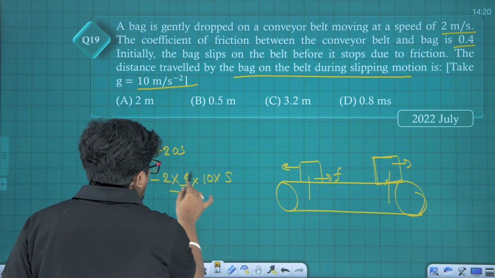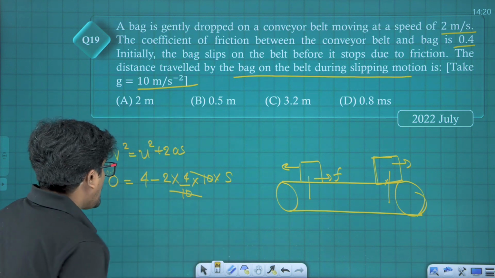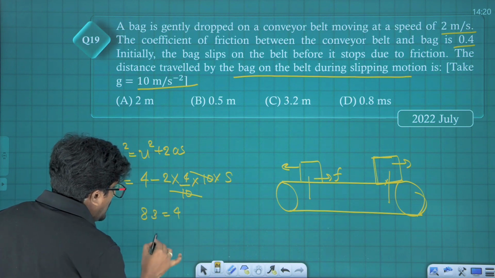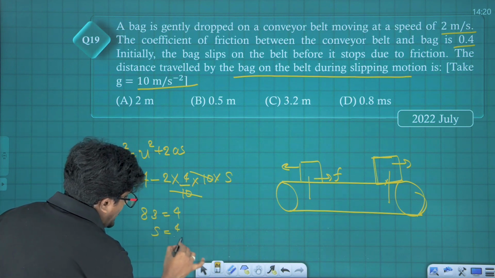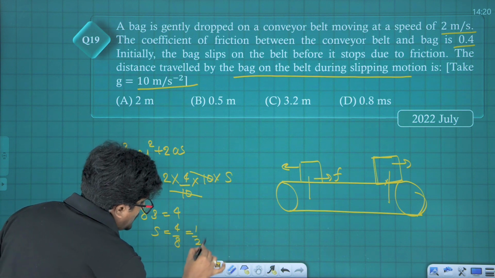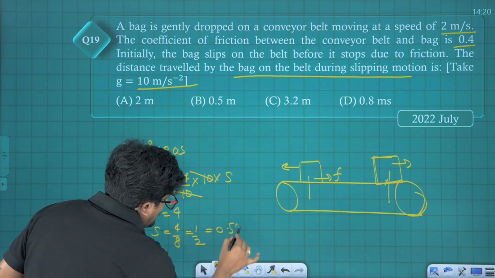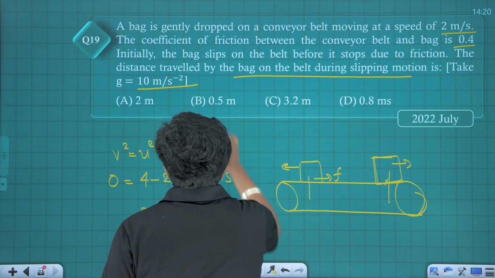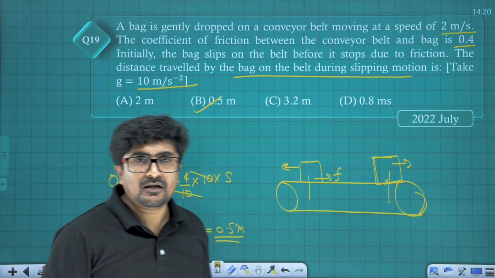So this one and this one will cancel each other. Now 4 2s are 8. So 8 times s is equal to 4. So s is equal to what? 4 by 8, that is 1 by 2, answer is 0.5 meter, which means option B should be the correct answer.